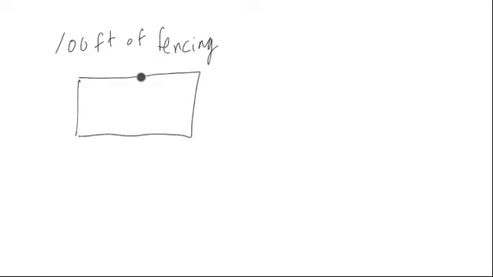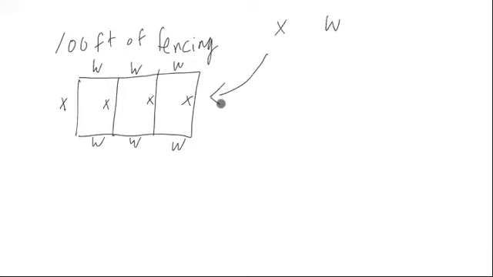Okay, so maybe something like this. And maybe this length is x, so it's the same there and there and there. And maybe this length is w, w, w, w, and w. Now, given the situation, we want to figure out what x should be and what w should be in order to get the maximum amount of area.